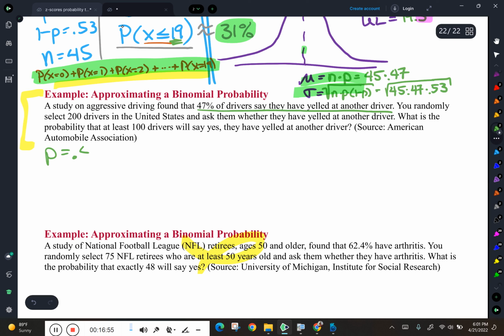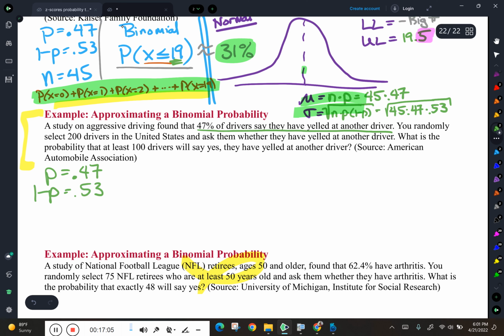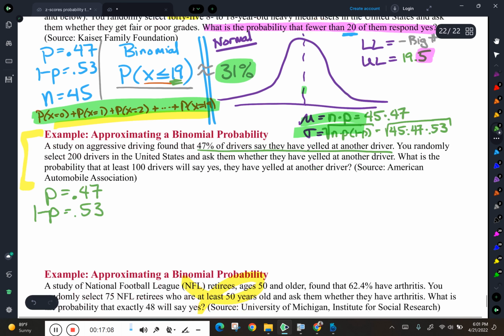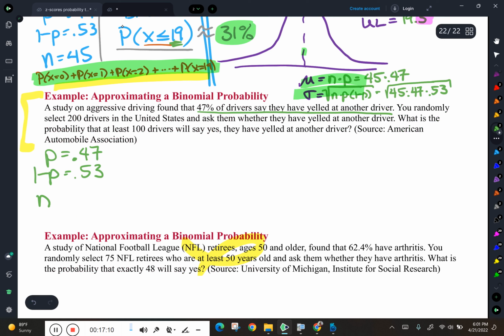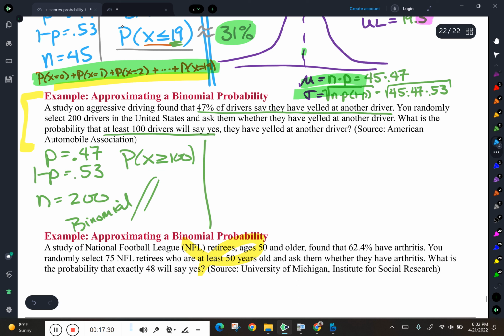Okay, but I have a probability of success of 0.47. I have a probability of failure, 1 minus p, of 0.53. Okay, wait a second, is this the same? Huh, that's interesting. Okay, I have an n of 200, and they want me to find that at least 100 will say yes. So the probability that x is greater than or equal to 100. And that right there, that's binomial. And I could calculate it directly, but they want us to approximate this using a normal.